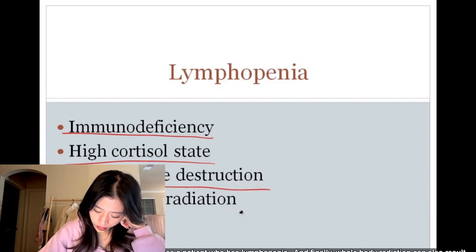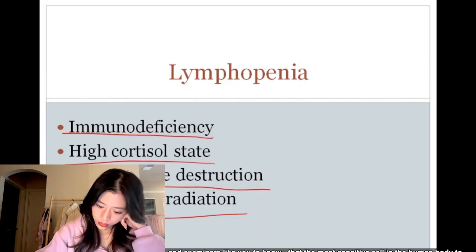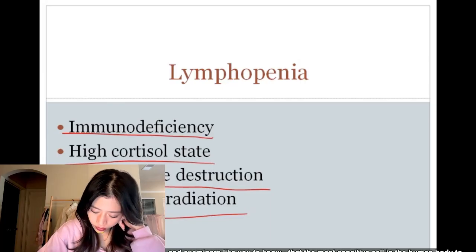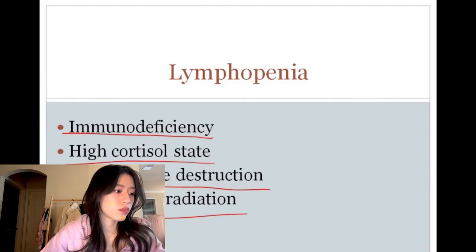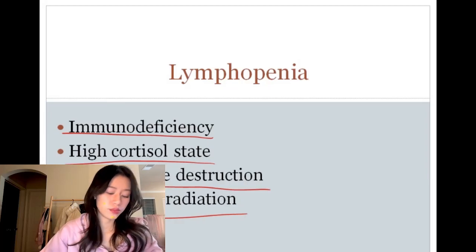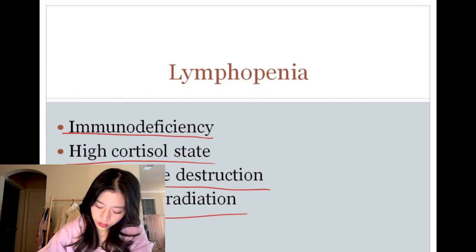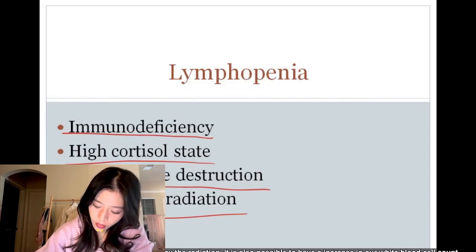And finally, whole body radiation can also result in lymphopenia. It's important to note, and examiners like you to know, that the most sensitive cell in the human body to radiation are the lymphocytes. When they get hit with radiation, they die very quickly. If you suspect in a patient exposure to whole body radiation, you could look at the lymphocytes and see whether there is lymphopenia, because that would be the first cell or one of the earliest cells to actually be damaged by the radiation.